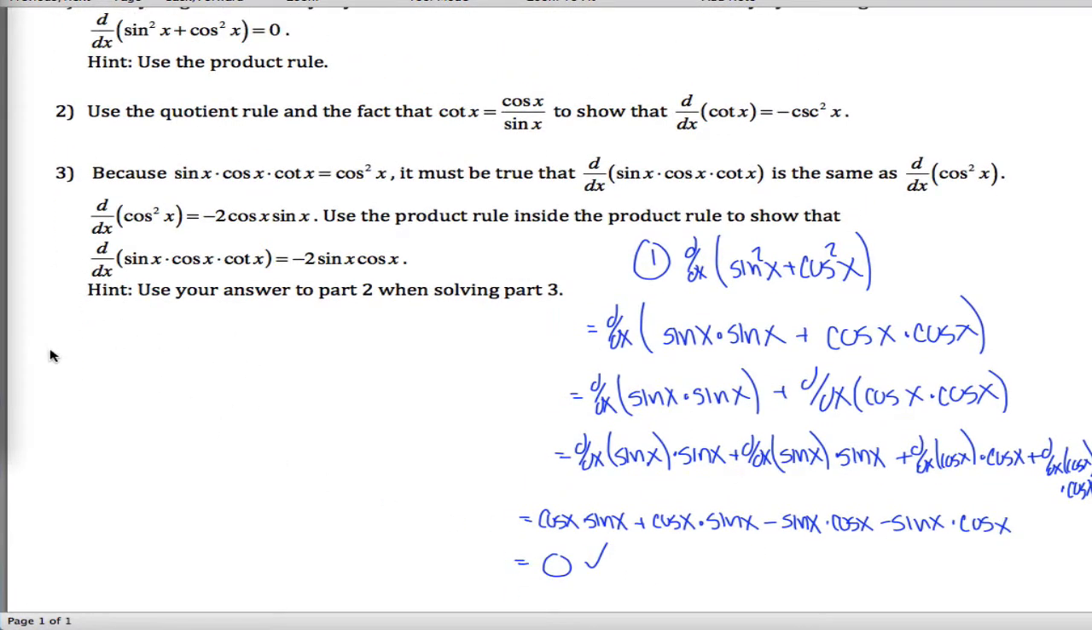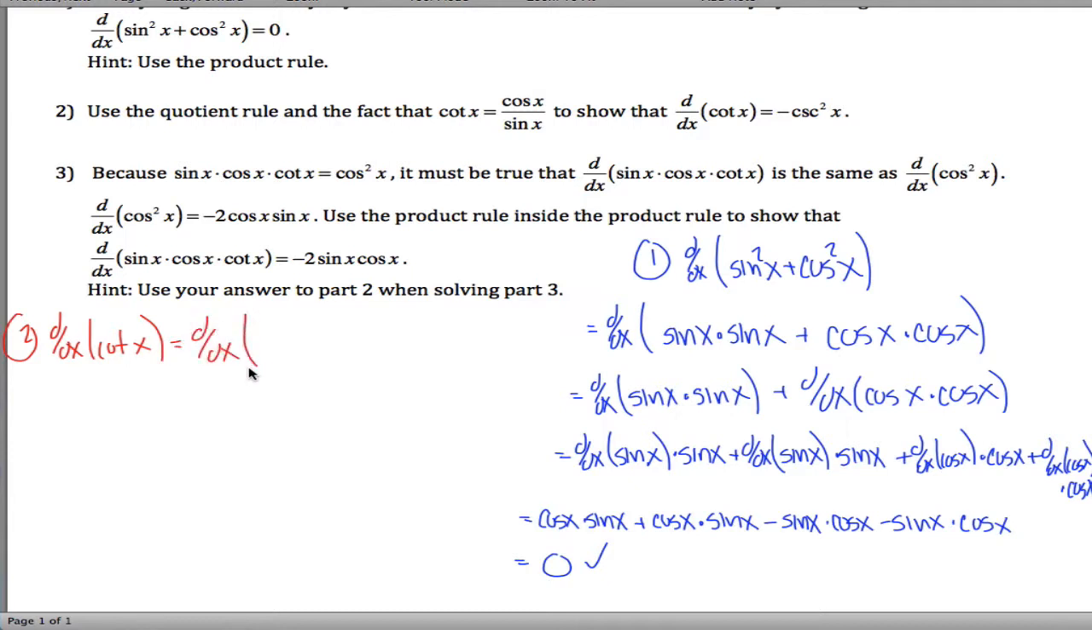Alright, second one says use the quotient rule and the fact that the cotangent of x is equal to the cosine of x over the sine of x to basically define the derivative of cotangent. Alright, the derivative of cotangent of x is the same as the derivative of cosine of x over sine of x. And that's because cotangent is the same as cosine over sine. But we can find the derivative of cosine over sine if we use the quotient rule.